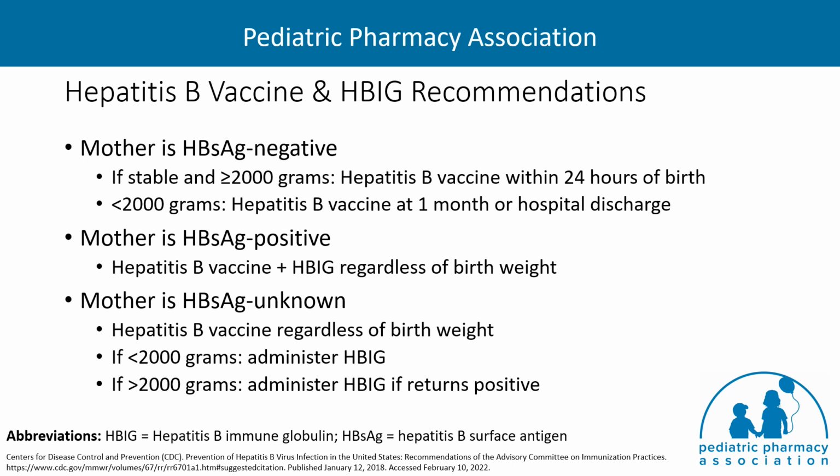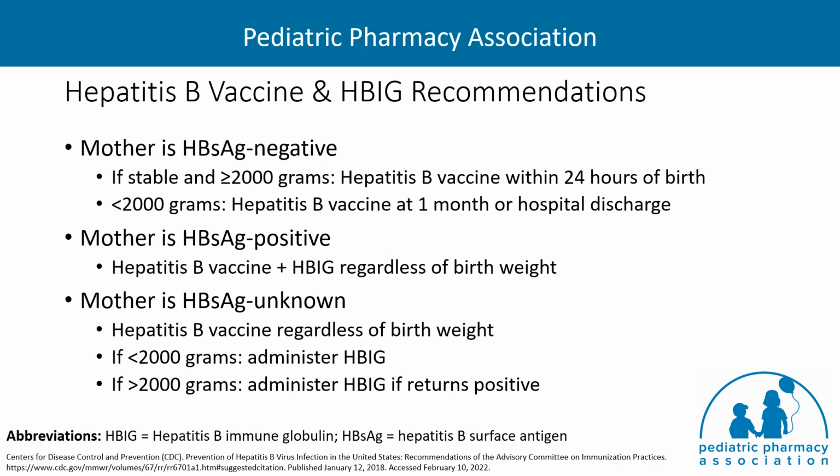Let's break this down based on a mom's screening results. If the mother is hepatitis B surface antigen negative and the neonate is stable and greater than 2,000 grams, the recommendation is to administer the hepatitis B vaccine within 24 hours of birth. If the neonate is less than 2,000 grams to a hepatitis B surface antigen negative mother, the recommendation is to give the vaccine at 1 month or at hospital discharge, whichever is earlier.